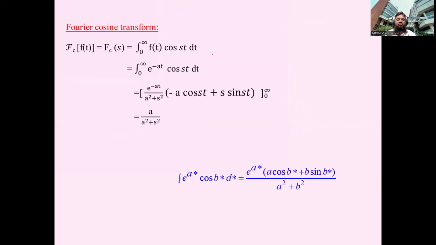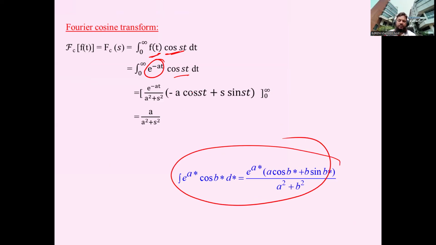Similarly, we can find the cosine transform. f of t is e to the power minus at in this case, and sin st is cos st. It comes from the definition. So you can use this formula again. The previous one was sine, and in this problem it is cos. So you will get the answer a by a square plus s square.